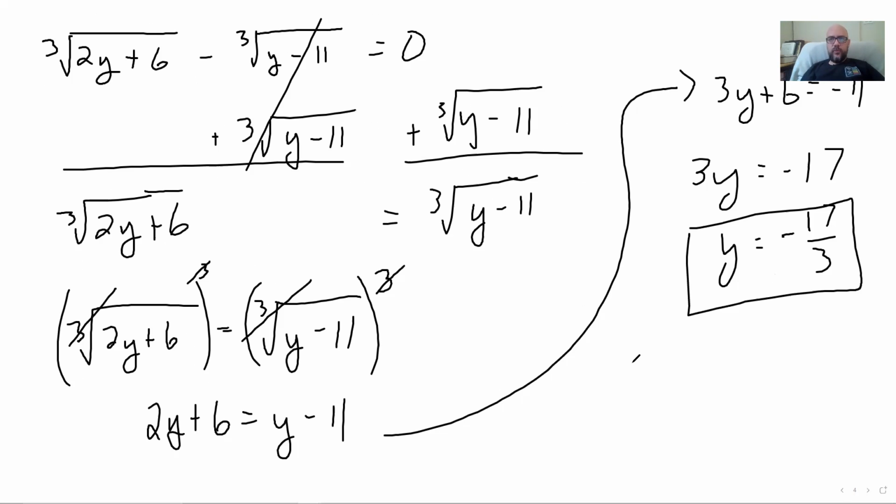That's all I have for you. So the basic idea is this. We want to use powers to cancel out radicals. Third powers cancel out third roots. Second powers cancel out square roots.